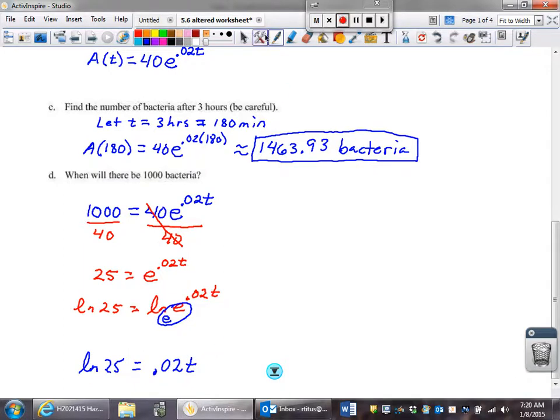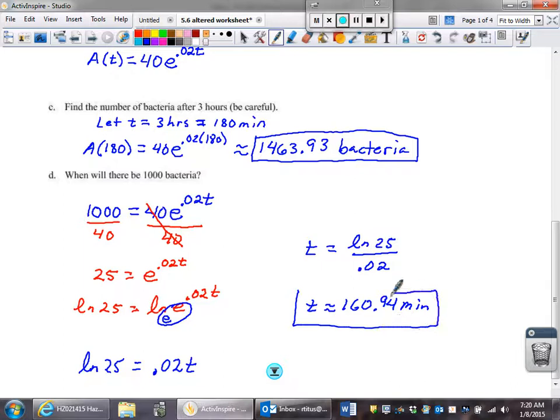And to get t by itself, we're going to have to divide off the 0.02. So we're going to take that natural log of 25, and we're going to divide by 0.02. And t turns out to be approximately 160.94 minutes. And you do have to label your answers. I'm going to go ahead and box this to show this is my final answer to the question.